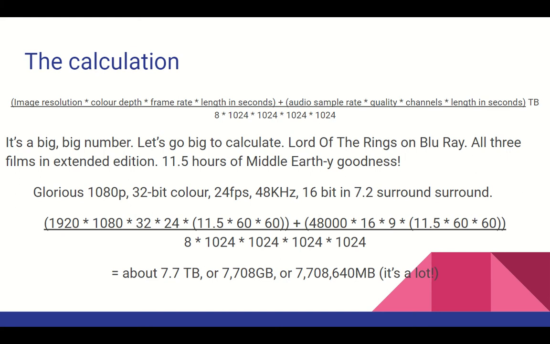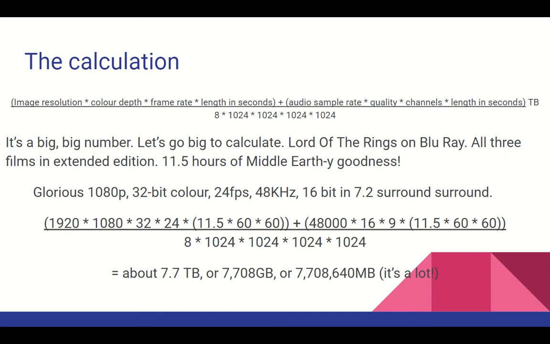Right, now, 7.7 terabytes. Let's just think about this for a second, shall we? If I have a dual layer Blu-ray, what's the capacity of that Blu-ray? Does anybody know? Dual layer Blu-ray capacity is 50 gigabytes. 50 gigabytes, that's 0.005, I think, terabytes. Lord of the Rings Extended Edition comes out on 6 Blu-rays. Let's give it 300 gigabytes of space.